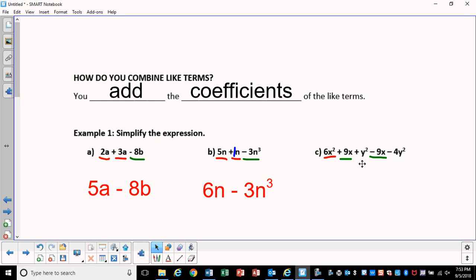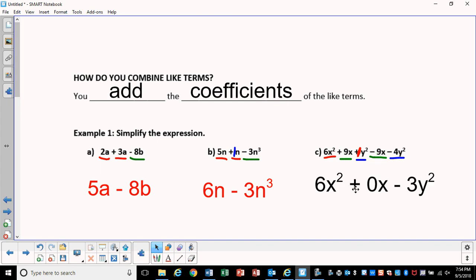And then this y squared and this negative 4y squared have the same variable of y squared. So I can combine these. This doesn't have a coefficient in the front. So what I can do is I can make it visible. It's just the 1 again. And make that visible so I have something to combine with. So the 9x and the negative 9x combine, and the 1y squared and the negative 4y squared combine. I add those together. The 6x squared just gets brought down.